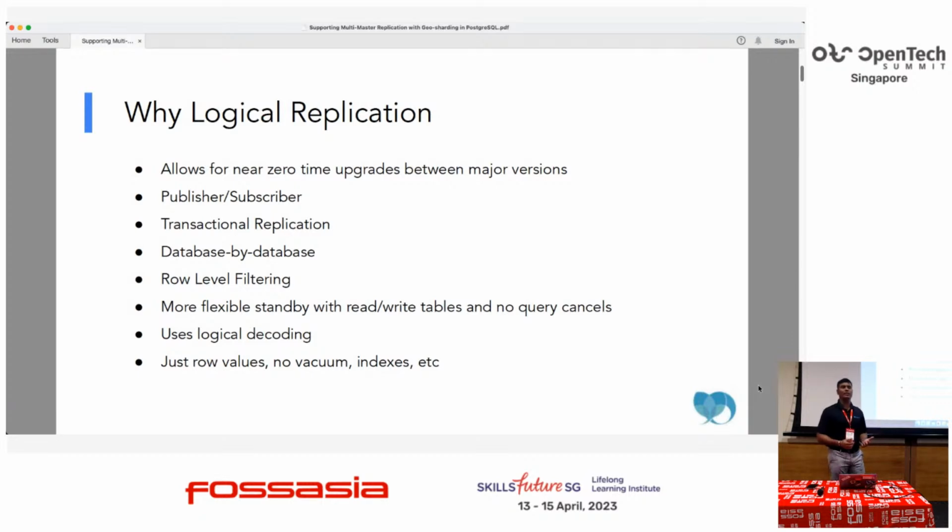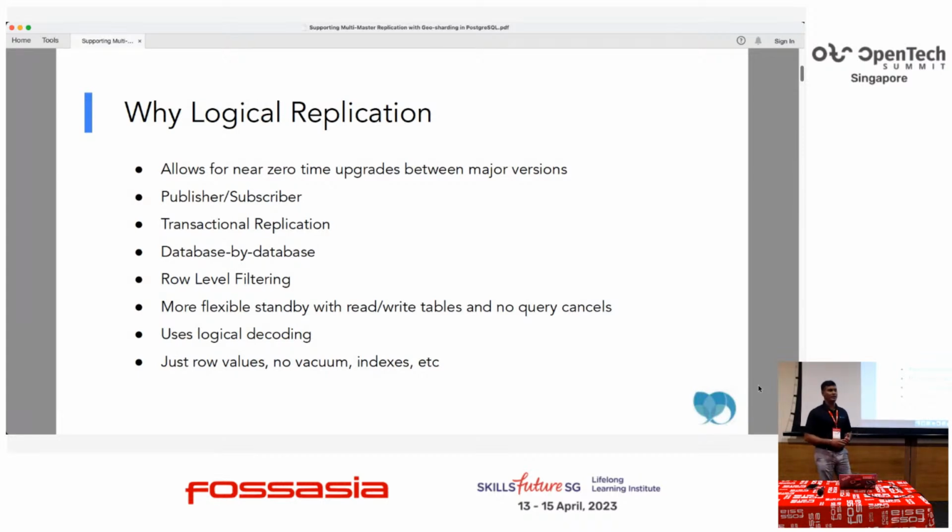Say, for example, you are on a non-supported 9.4, and you would like to upgrade to PG 10, 11, or PG 14 or 15. You'll be able to use the native logical replication and do a major upgrade with zero downtime.